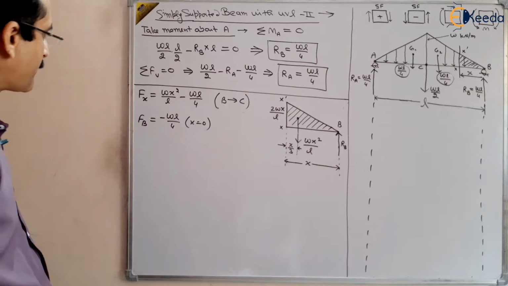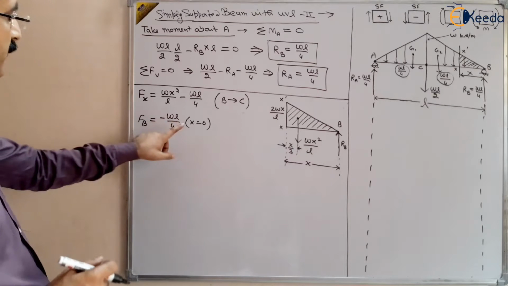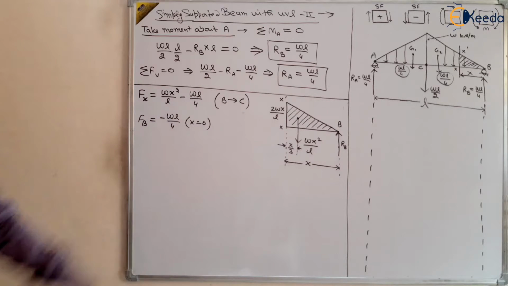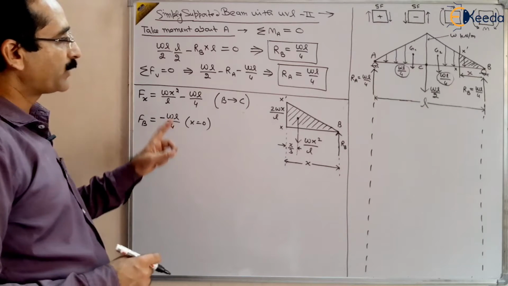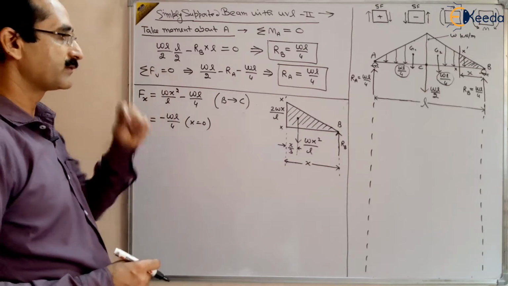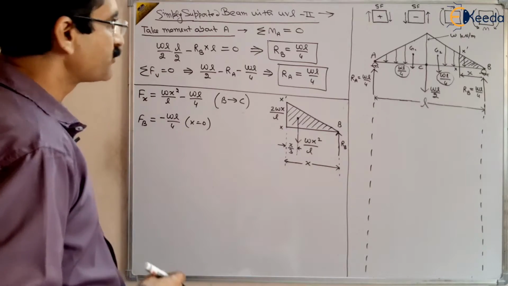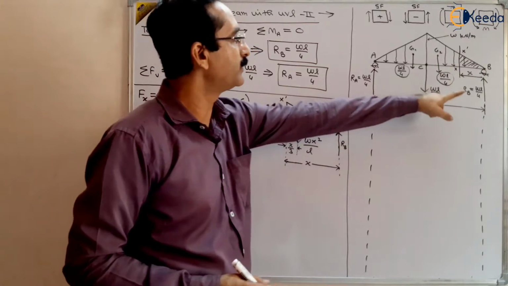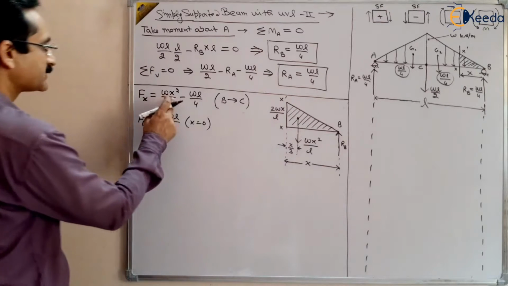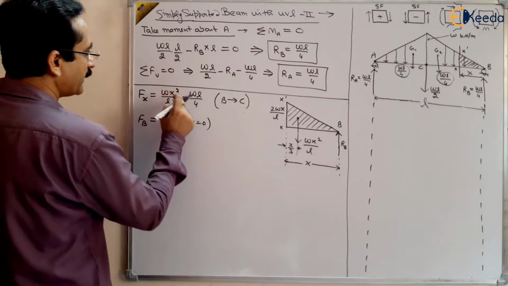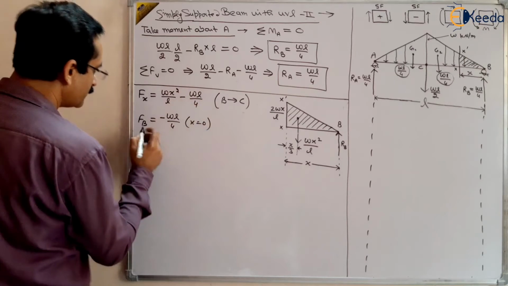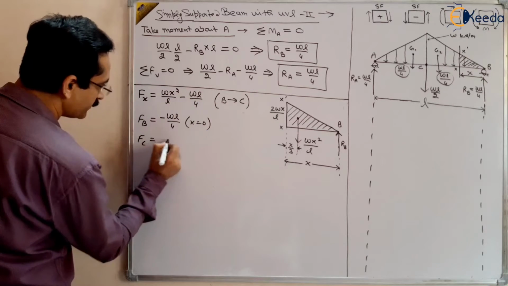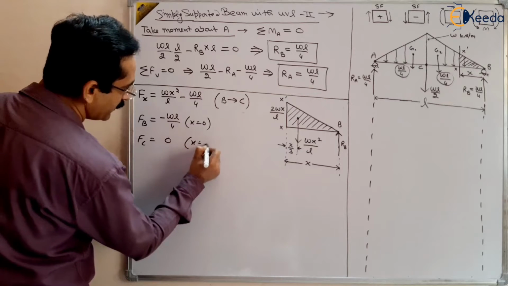Another is minus WL by 4 at x equal to 0. So what is the value at point C? At point C, x will be L by 2. So put x equal to L by 2 here. You will get L by 2, it will become 4, this will become 0. So FC you will get equal to 0 at x equal to L by 2.